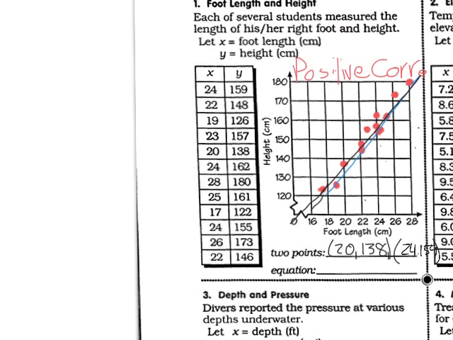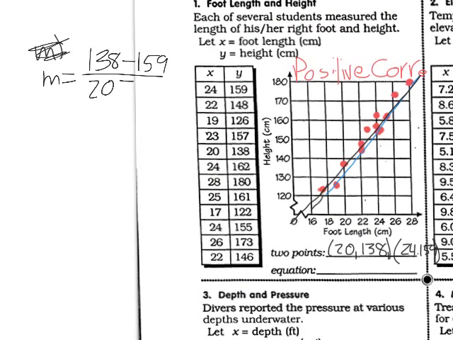Okay, and then from those ordered pairs, we want to write an equation. Remember, the process of writing an equation is I first find the slope. So let's find the slope. Remember, that's a fraction bar, two minus signs, y's on top, so 138 and 159. And then x's are on the bottom, so that's 20 and 24.